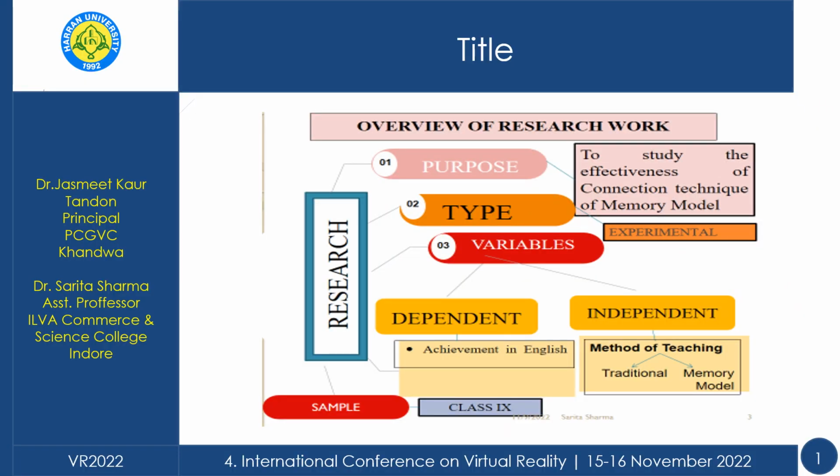Conference on virtual reality. Overview of research work. To study the effectiveness of connection technique of memory model, this is an experimental type of research where there are two variables, dependent and independent. Dependent variable is achievement in English and independent variable includes method of teaching, that is traditional and memory model.